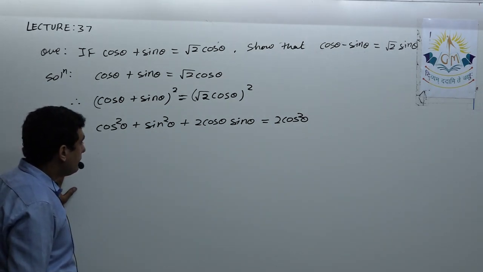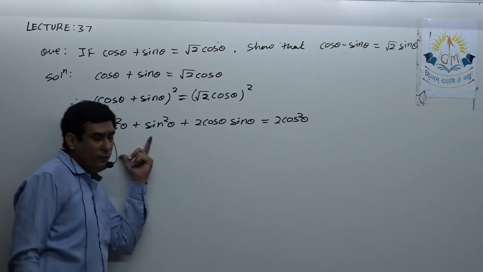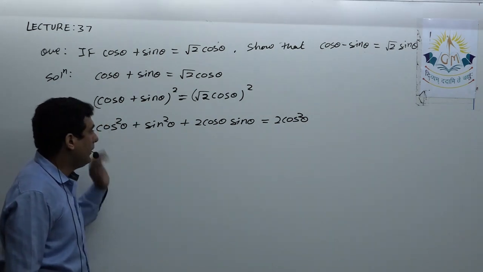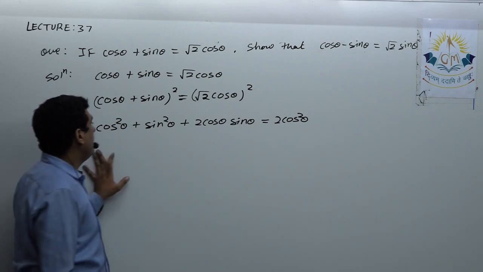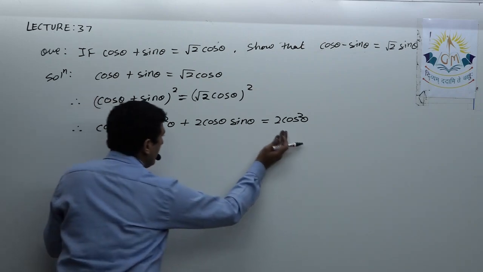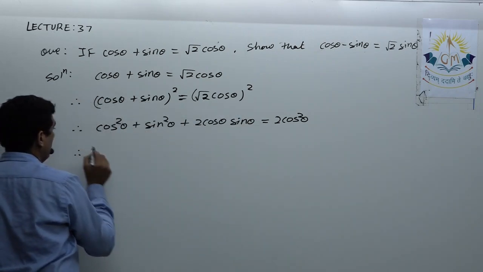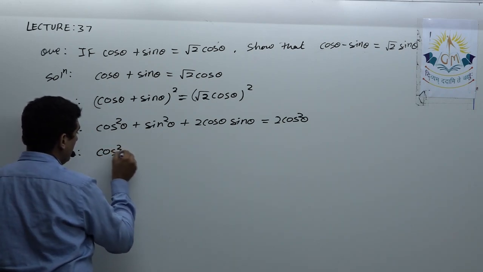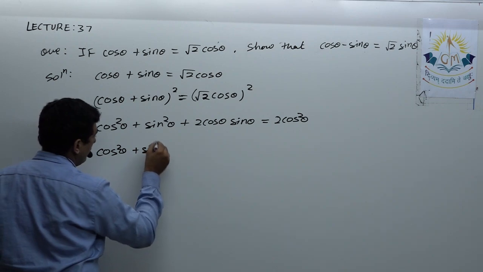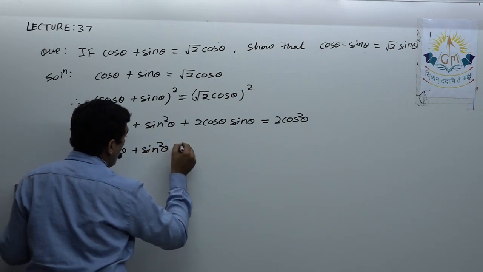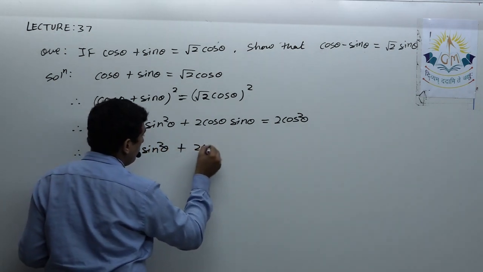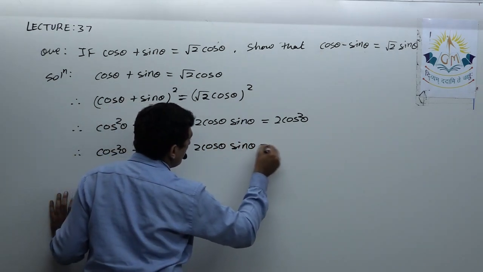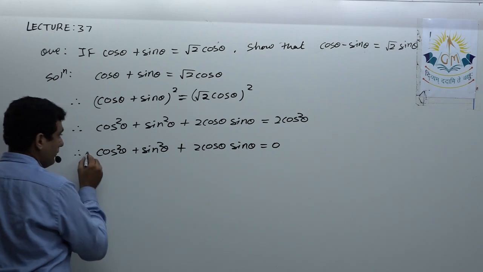Okay, now in general whenever we find this identity cos square theta plus sin square theta, we keep it 1, but here I advise we won't keep it 1. Better to take this cos square theta on this side. By doing this, see what will happen. Cos square theta plus sin square theta plus 2 cos theta sin theta is equal to 0.